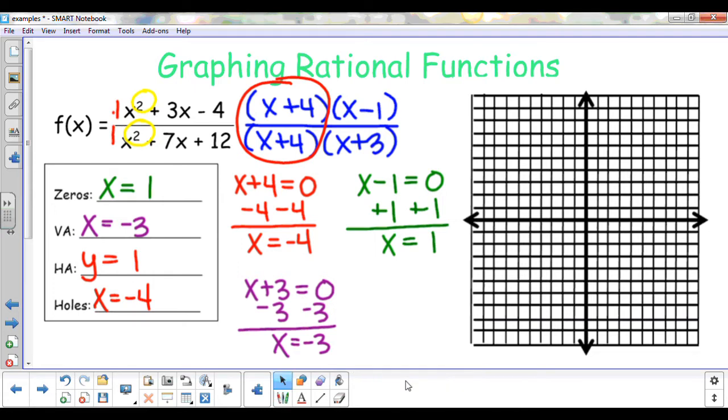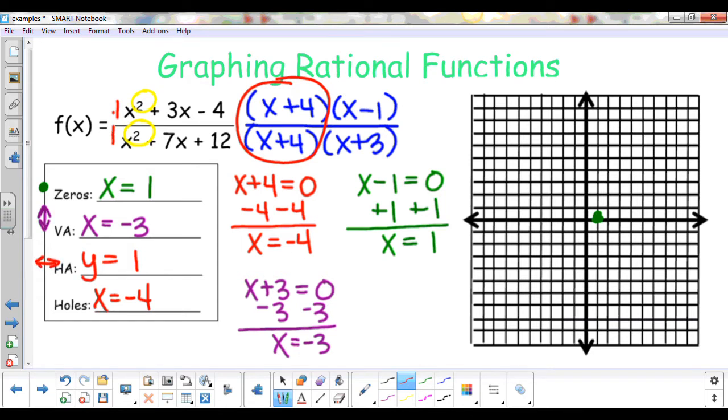So now I'm going to put all of this onto my graph. So a 0 is going to be a point. So I'm going to put a point on the x-axis at +1. My asymptote lines are dashed, either vertical or horizontal lines. So for vertical, it'll run up and down, and for horizontal, it's going to run left and right.